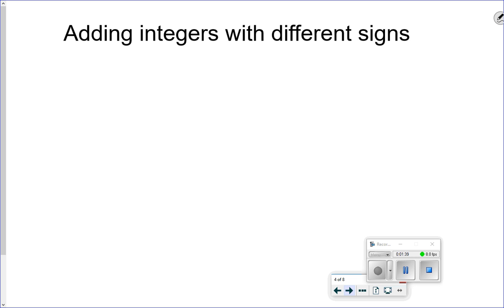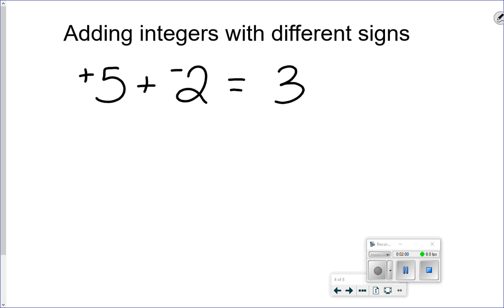Okay, now adding with different signs. So that would be like adding a +5 and a -2. In this case, what you're going to do is you're going to subtract the two numbers. So you're going to find the difference between 5 and 2. Ignore the signs. What's the difference between 5 and 2? Well, it's 3. And since 5 is the bigger number, we're going to use the sign with the bigger number. So it's a positive. My answer is a +3.